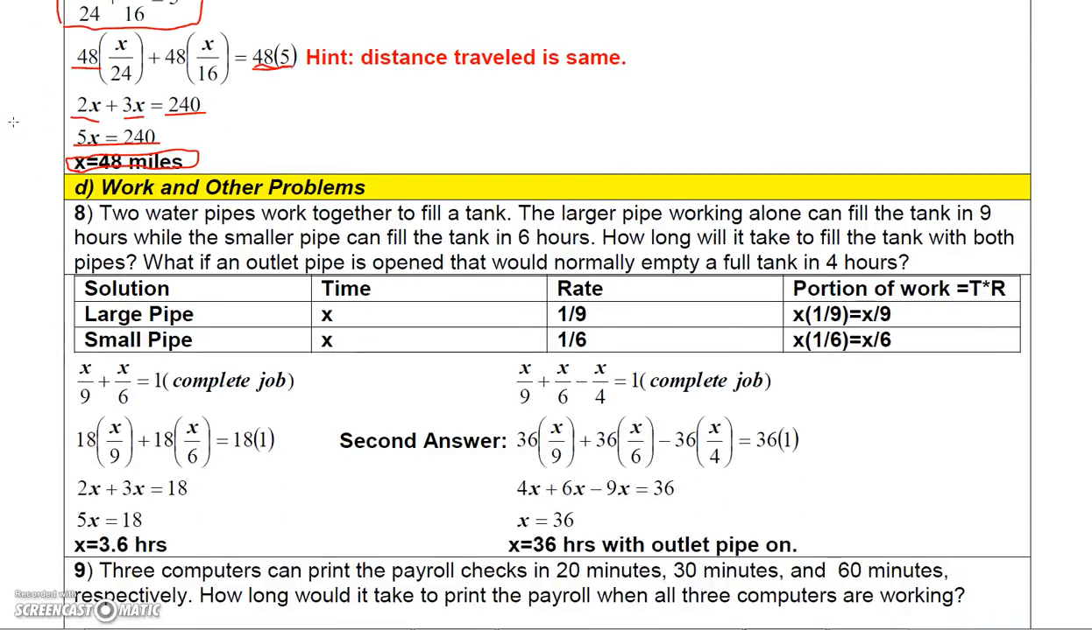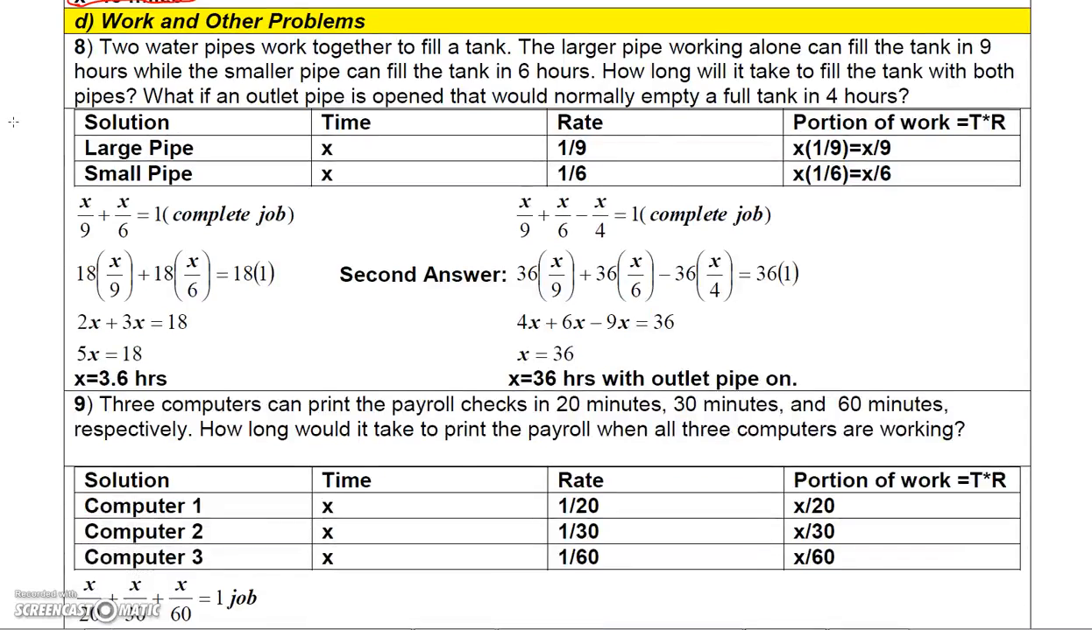Now, let's run through some other problems you might run into. Let's talk about work problems. These are usually when two entities are working together on something. When two things work together, they can get it done quicker, but the time is not what you might think it would be. Okay, so let's talk about two water pipes working together to fill a tank.